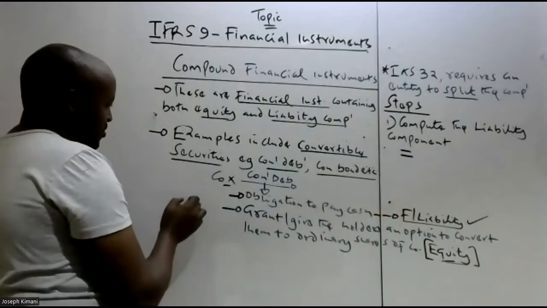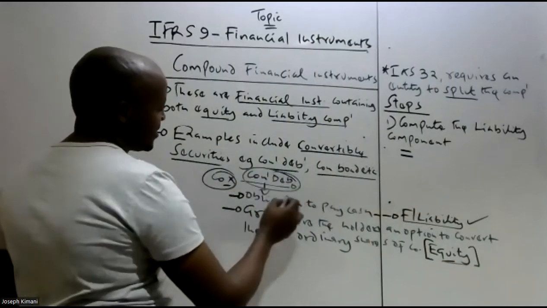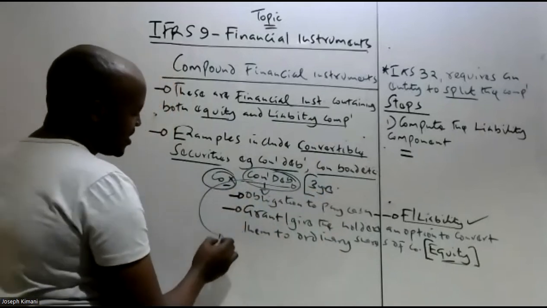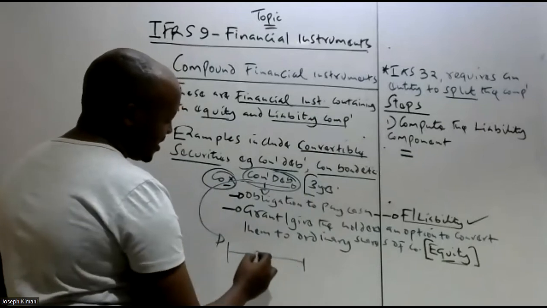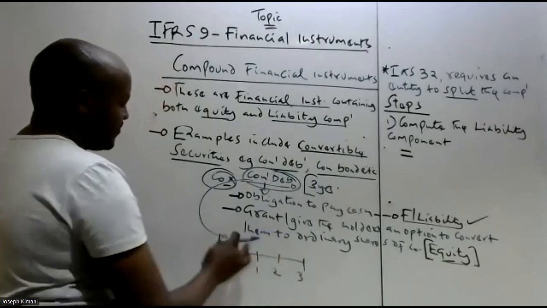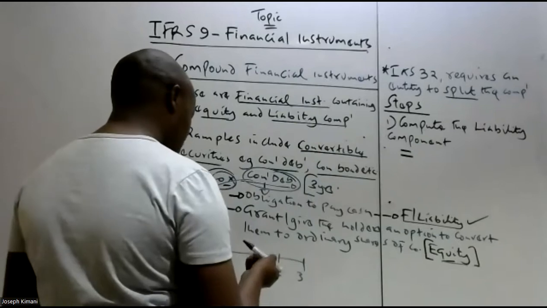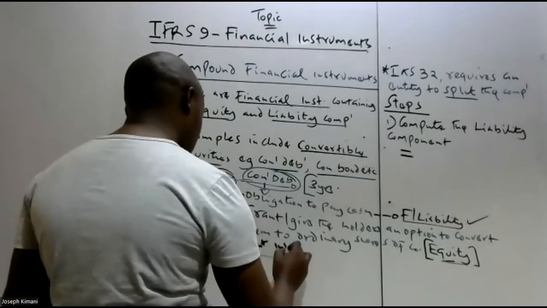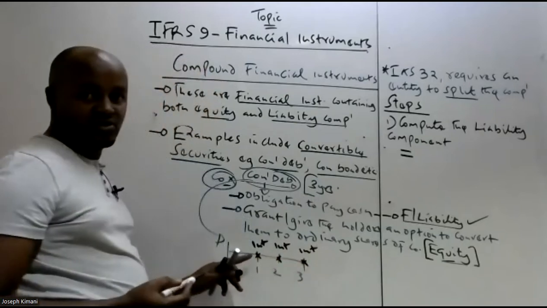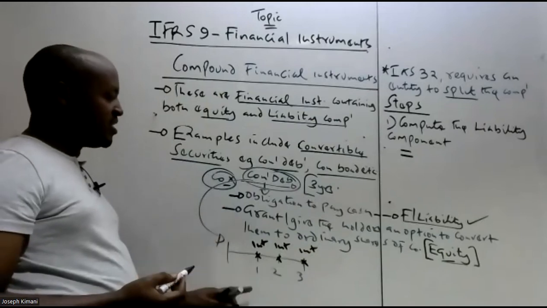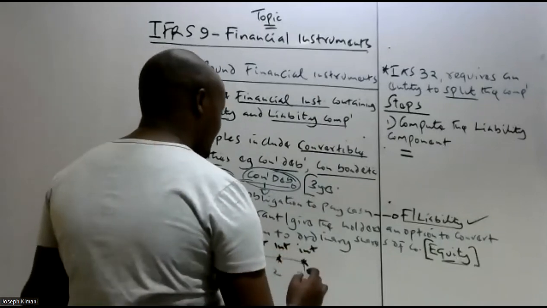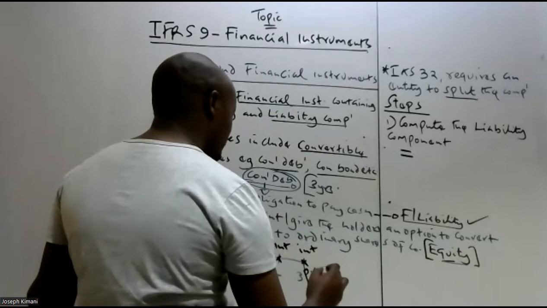Let's assume that company X has issued these particular debentures, and the debentures have a life of 3 years. Basically, that means our company will be required in the next 3 years, year 1, year 2, year 3, at the end of each year, to pay interest. Remember, unless told otherwise, interest is always payable at the end of the year. And in year 3, our company will still have to pay the principal amount.